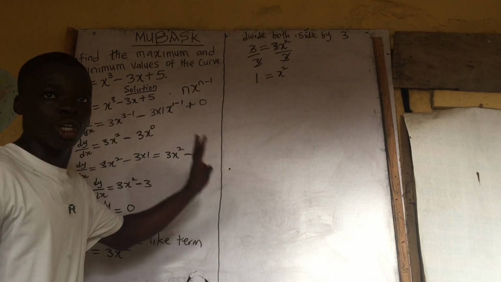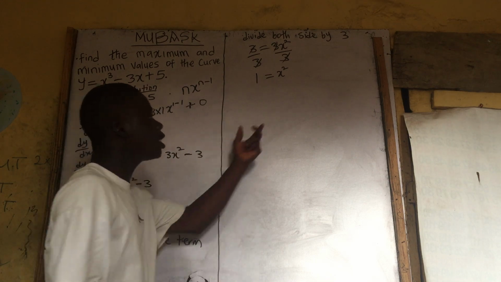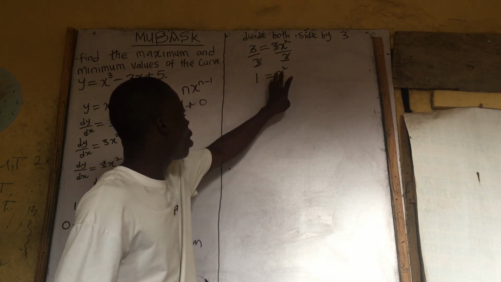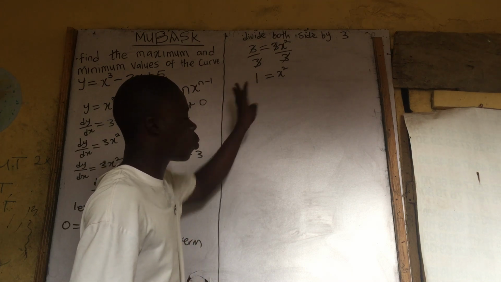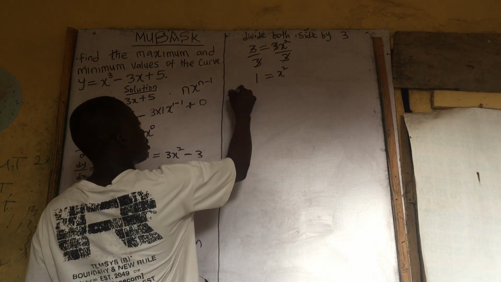So now we can square root both sides, since we are looking for the value of x, and here we have s squared equal to 1. So we have to square root both sides.